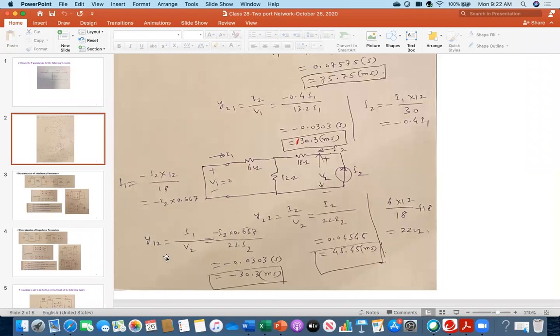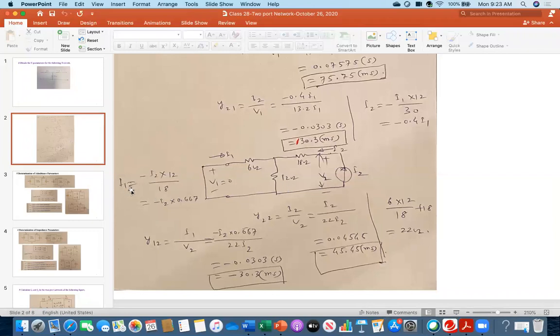And then one more parameter, Y12 is I1 over V2. I1 over V2. So V2 is that one, just what we did, 22 I2. What is I1? How much is flowing through that 6 ohm? But you have to consider from this side because there is no source here. So I2 is coming, and after coming to this point, it is getting divided into two parts. Some portion is going through 6 and some portion is going through 12.